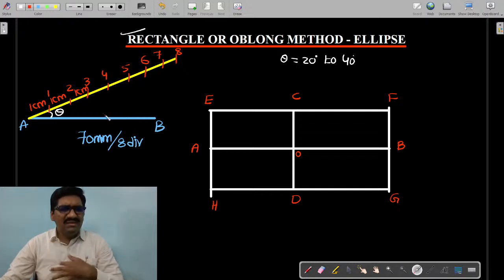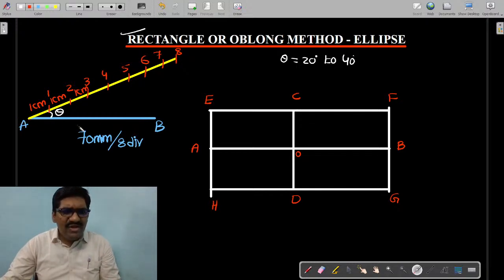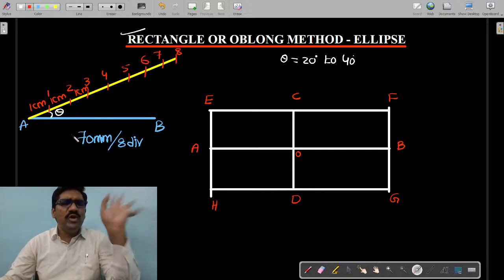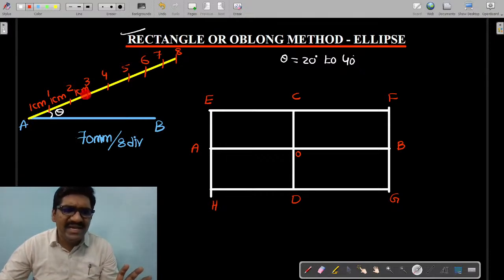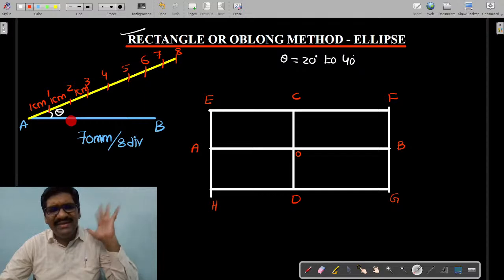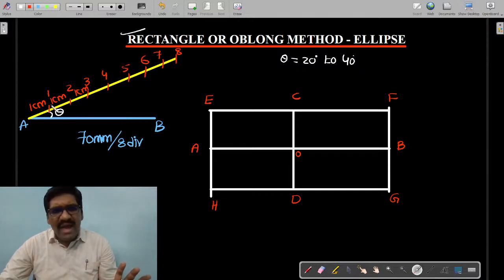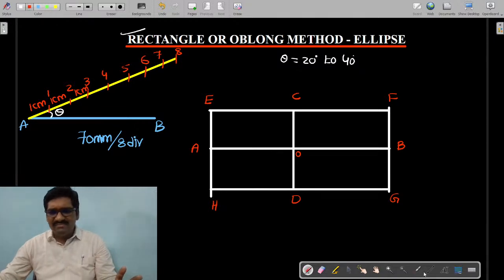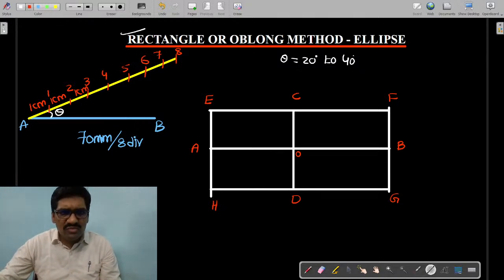Okay, so you do one thing. I want to divide this line into 8 divisions. You draw a line of 8 centimeters at an angle. 30 degrees you can just fix throughout the entire semester examination. And mark 8 points on the line. After marking that, you draw a line like this: join 8 and join B.